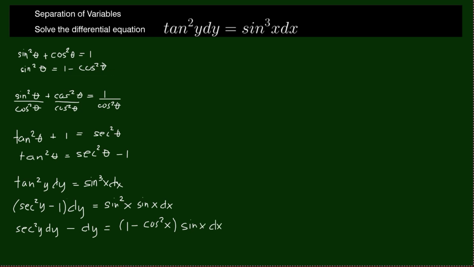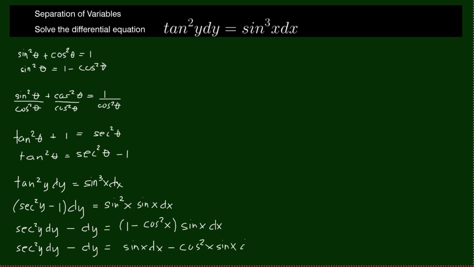Okay, so we copy the left side of the equation. Then the right side of the equation becomes 1 times sine x, which is sine x dx. Cosine squared times sine x is negative cosine squared x sine x dx. This we can now easily integrate, as well as this one and this.